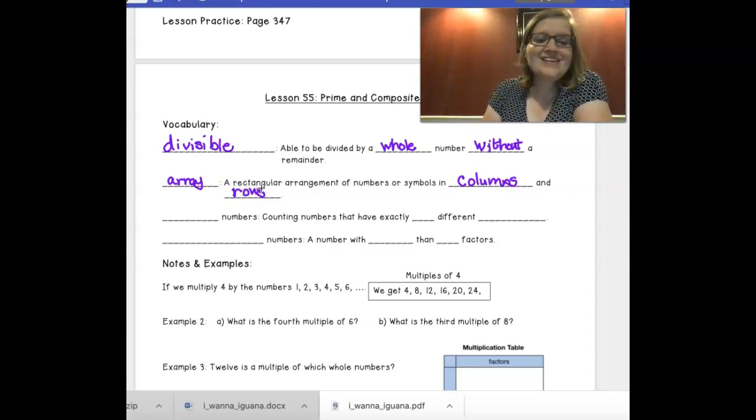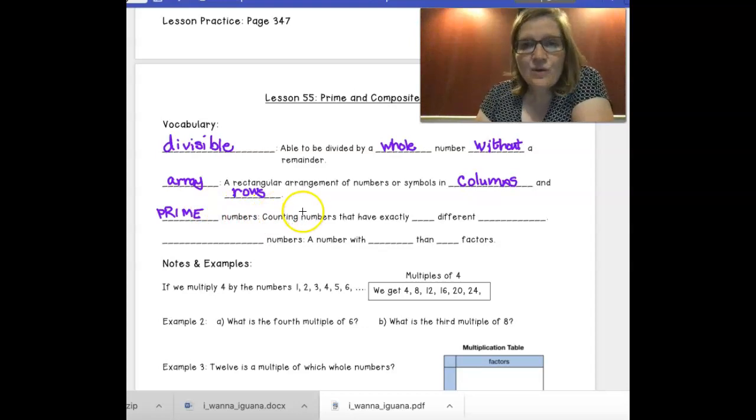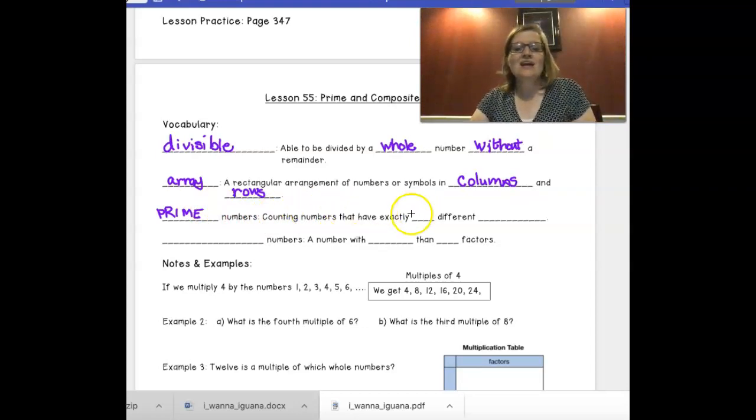Our next thing is this special word, prime numbers. Let's talk about prime, P-R-I-M-E. Prime numbers are counting numbers that have exactly two and only two different factors. Only two factors.